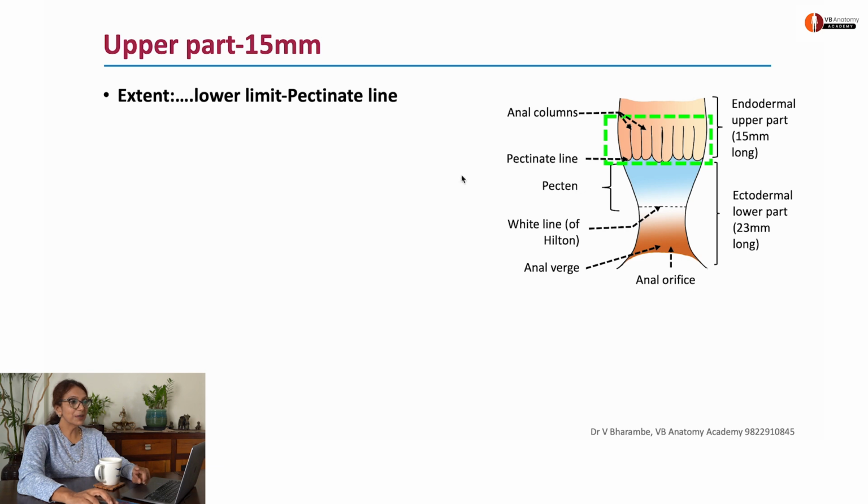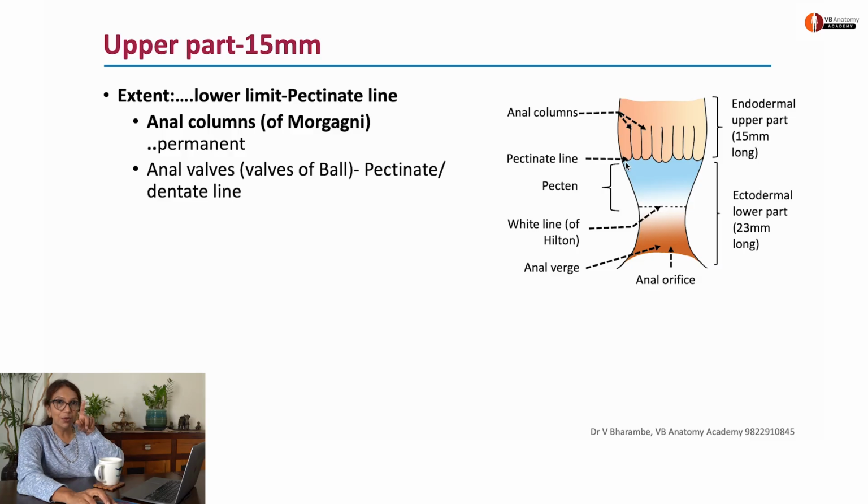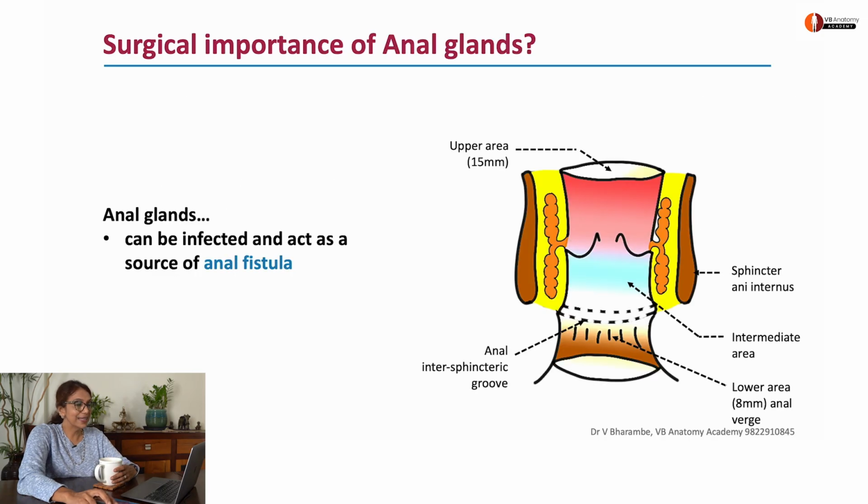Continuing our discussion of the upper part of the anal canal, you saw the anal columns of Morgagni. Now they are joined below by horizontal folds which are called anal valves of Moll. Together they form the pectinate line. There are also anal papillae and anal sinuses. What are these? Let's take a look.